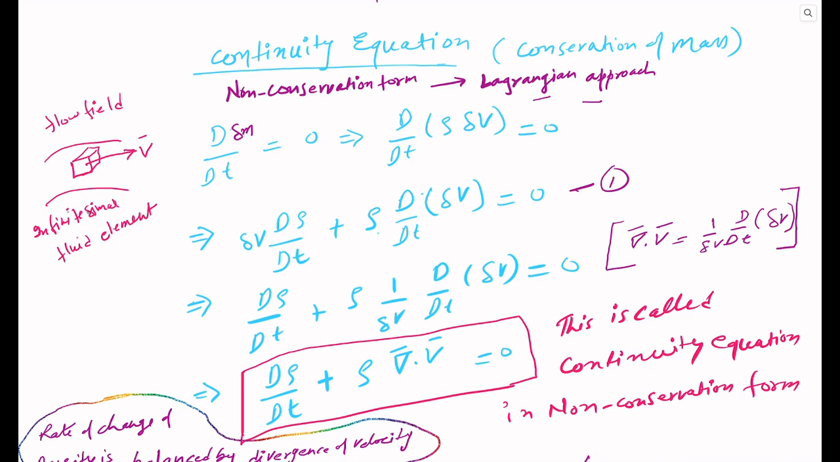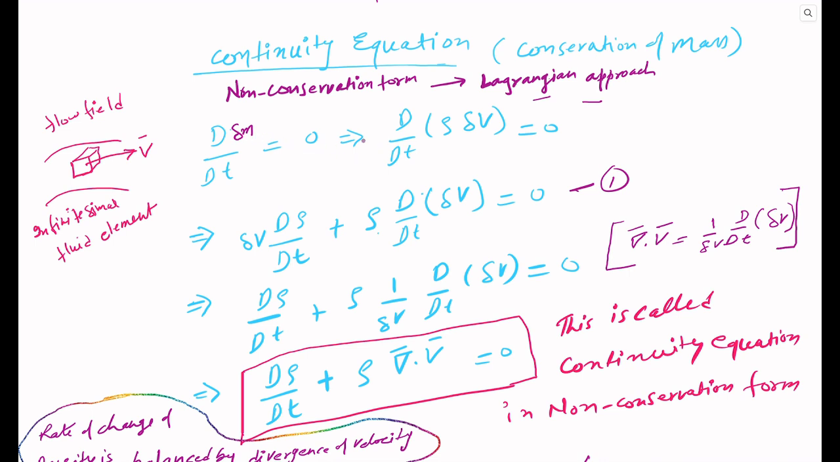In the Lagrangian approach, this is an infinitesimal fluid element which is moving in the direction of flow. This is the flow field, and here it is a very small fluid element. We assume the mass of this element is constant, so the rate of change of mass, delta m, is constant. So the rate of change is equal to 0.